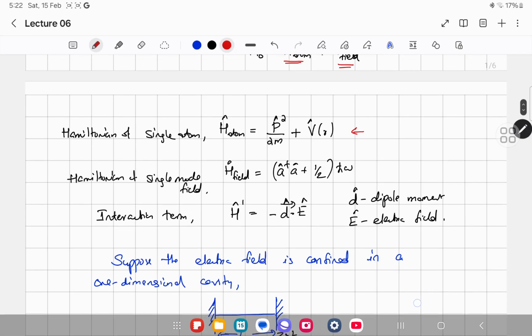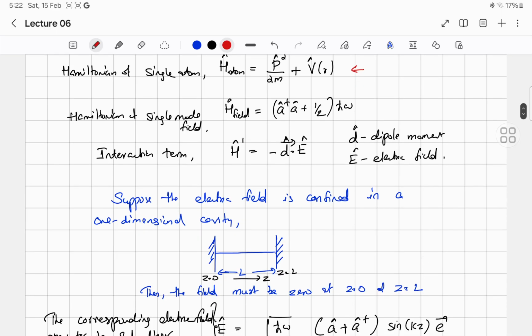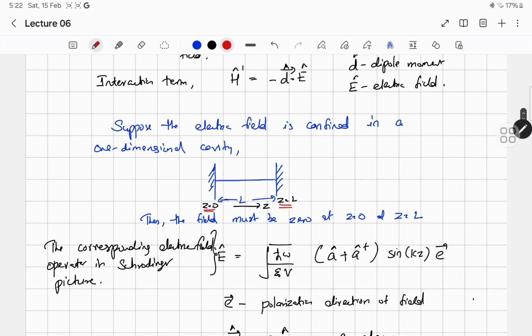Suppose the electric field is confined in a one-dimensional cavity; that is the assumption we are making. If it is confined in a one-dimensional cavity, with the cavity boundaries at z equal to 0 and z equal to L, then the field must be 0 at both these boundaries, at z equal to 0 as well as at z equal to L.